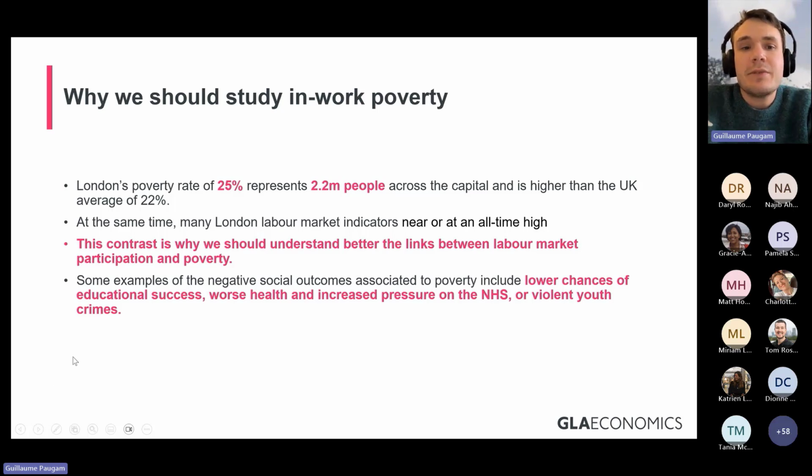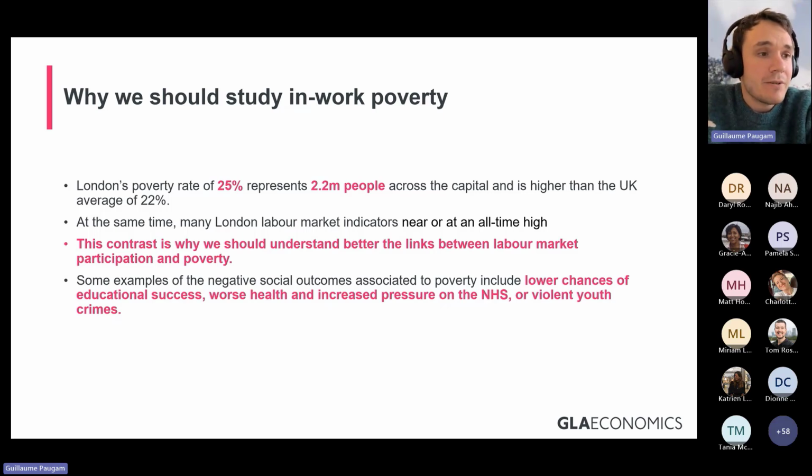So why should we study in-work poverty in London? London's poverty rate was 25% in the latest report from the Joseph Rowntree Foundation, representing 2.2 million people across the capital. And it's higher than the UK average of 22%. But at the same time, many London labour market indicators are in a pretty good shape.